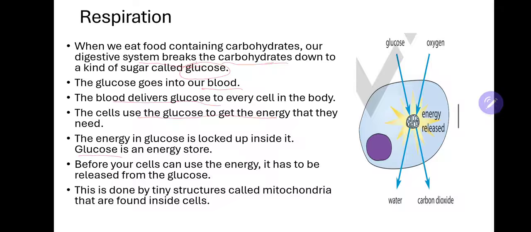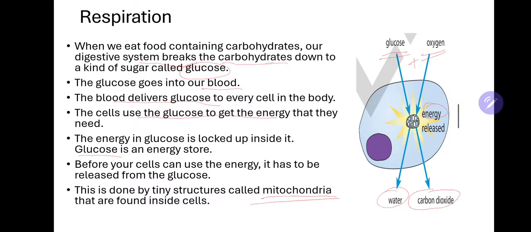This process is done by tiny structures called mitochondria. As you know, mitochondria are the powerhouse of the cells, and they are found inside each and every cell of our body. And these mitochondria will be converting this glucose into energy rich ATP molecules. And you can see in the picture here, glucose in the presence of oxygen will be releasing energy. And what will be the byproducts? Water and carbon dioxide will be the byproducts.